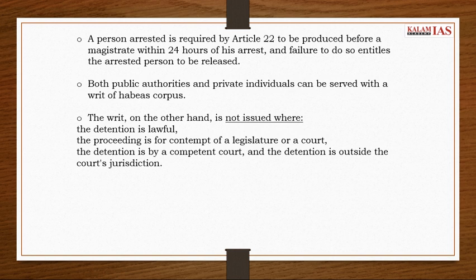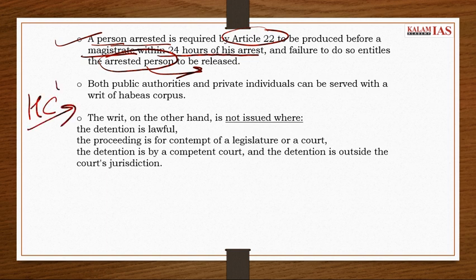Now, under Article 22, the person who is arrested has to be brought before the magistrate within 24 hours of his arrest. And if this is not done, then that arrested person is to be released. Now, the writ of habeas corpus can be issued against both public authorities and private individuals.